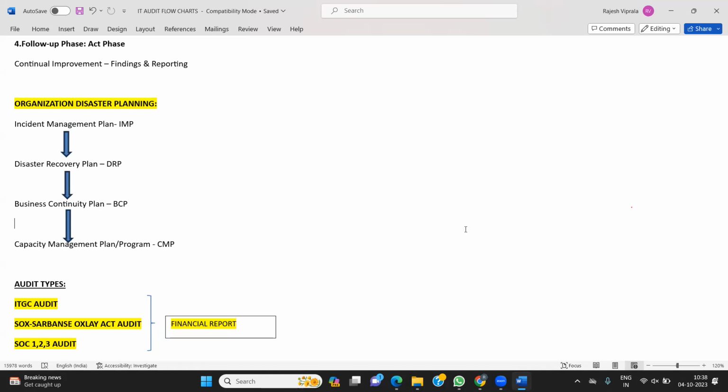So in simple terms, what we need to understand is incident management is a program or a plan that defines the organization's responsibility at the time of incident. What should be the plan during the incident.